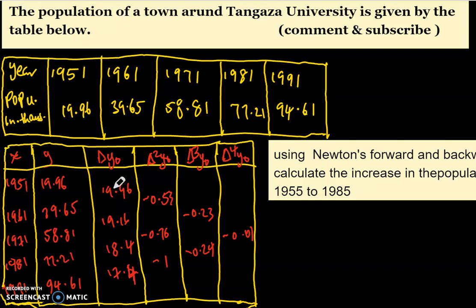We need to find the first case. We need to find y of 1955. That is the forward difference interpolation. So we are going to use this for our forward difference. We are going to use the first one to find y at 1955. Let us do that.